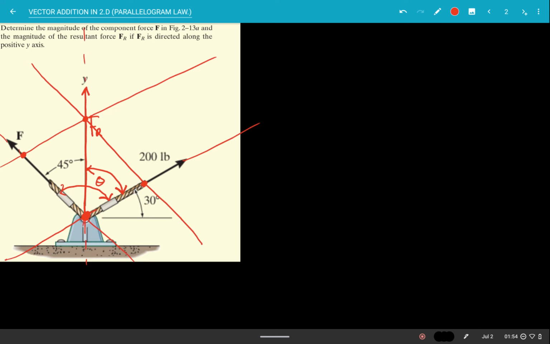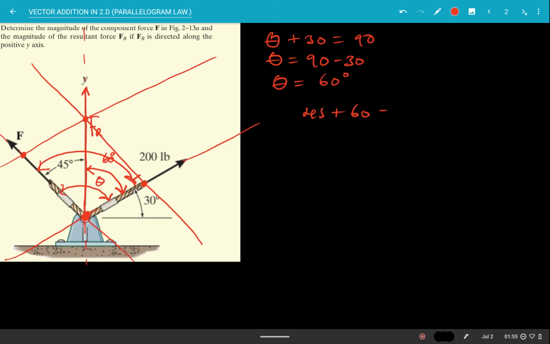Okay, so I'll just draw it, compute it here. So theta plus 30 should give me 90. So theta is equal to 90 minus 30, that is 60 degrees, which means that theta is 60 degrees. So the angle in between here will simply be 45 plus 60, which will give us about 105 degrees. So this angle here is simply 105 degrees.